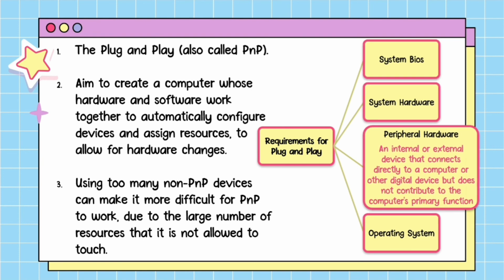For peripheral hardware, the devices that you are adding into the system must themselves be PNP compatible. The devices must be PNP aware so that they are capable of identifying themselves when requested and able to accept resource assignment from the system when they are made.